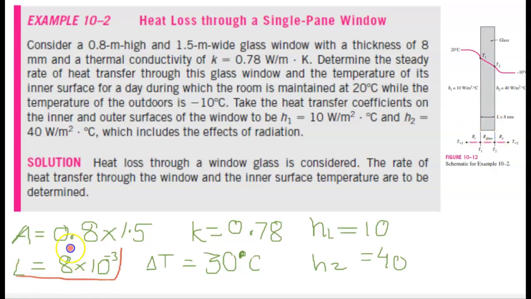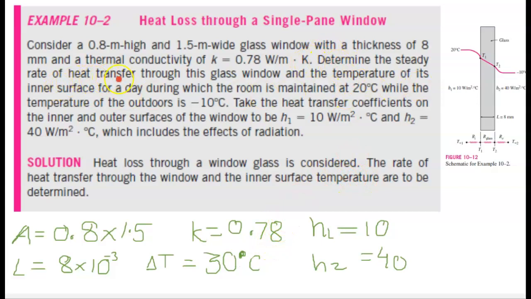Now 8 millimeter, I need to convert into meters. So 8 times 10 to the minus 3. Then the value of the K, the thermal conductivity, is 0.78 watts per meter Kelvin.